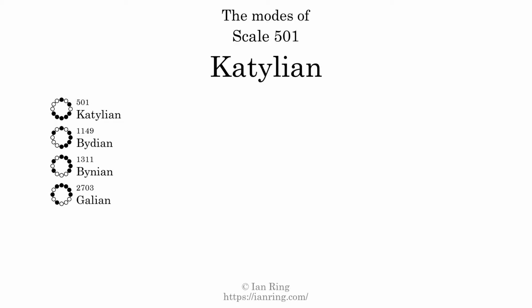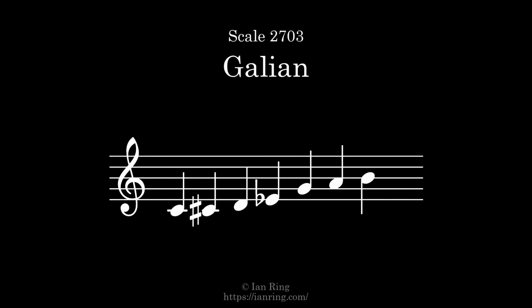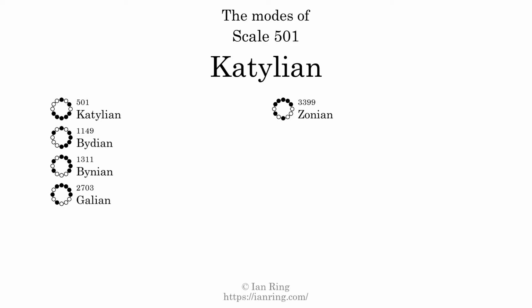The fourth mode is scale 2703, also known as Galian. It sounds like this. The fifth mode is scale 3399. Also known as Zonian. It sounds like this.